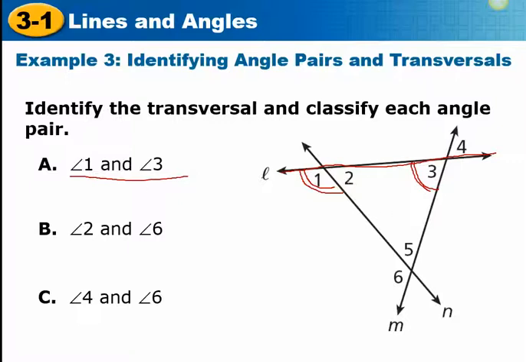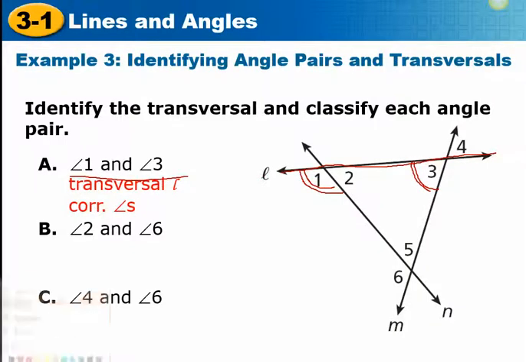So then you can tell, well, they're not both inside, so they can't be interior. They're not both outside, so they can't be exterior. So it looks like these are corresponding. The transversal is line L, and they're corresponding angles.